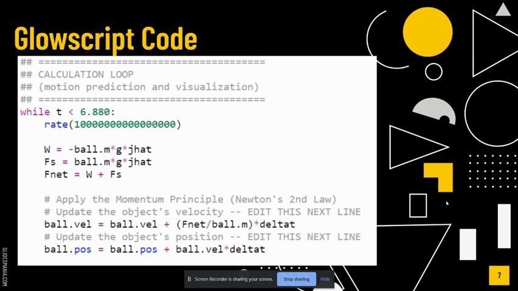For the first while loop of my code, I found the time when the bottom of the slinky began to move and used that time in the while statement. Based on the physics principles I discussed earlier, I wrote the lines for the weight force, slinky force, and the net force. While the bottom of the spring is stationary, the net force is equal to the sum of the weight and slinky force. I applied the momentum principle in the next two lines with the velocity and position update formulas.